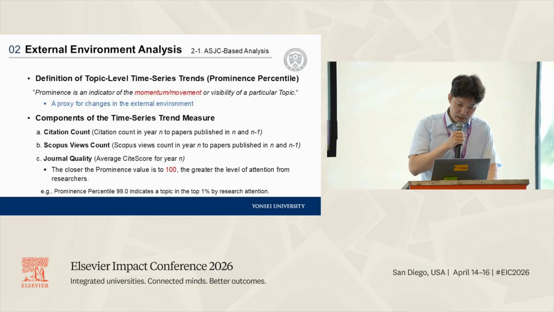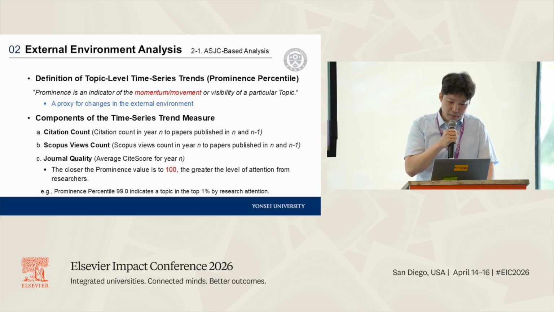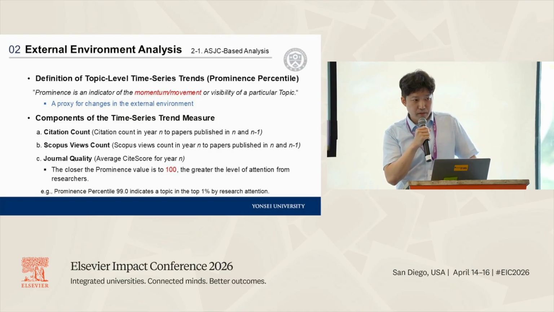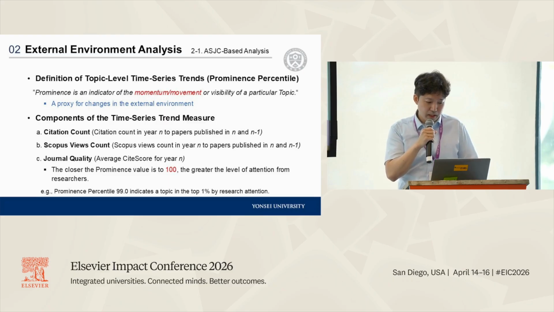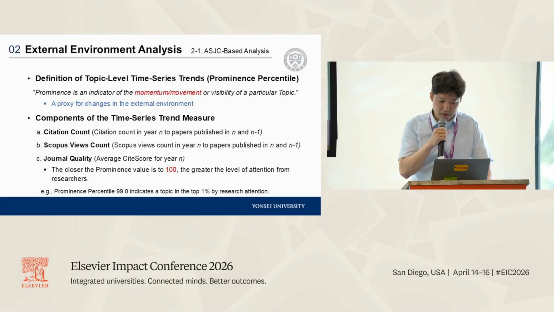So to begin, I'd like to define a key concept used in the system, prominence percentile. According to the official definition, prominence is an indicator of the momentum or visibility of a particular topic. Since it directly reflects the momentum and shift within a research field, I determined it to be an ideal proxy for changes in the external environment.